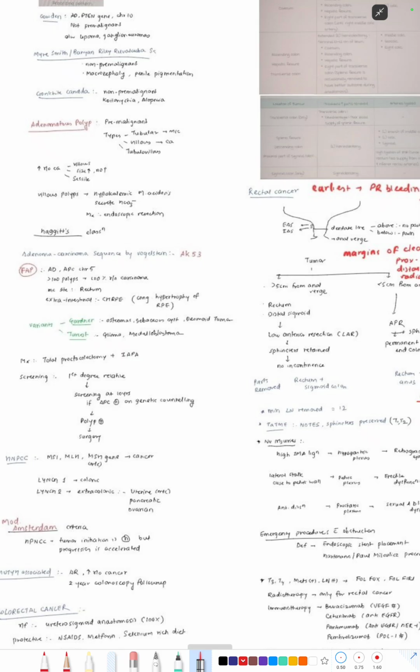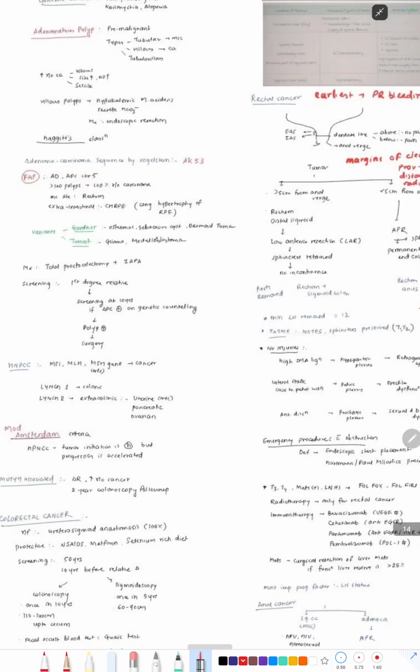In Gardner, there is an increased number of teeth. Then osteomas, sebaceous cyst, desmoid tumor. Turcot syndrome is associated with glioma and medulloblastoma. Management is total proctocolectomy along with ileoanal pouch anastomosis.